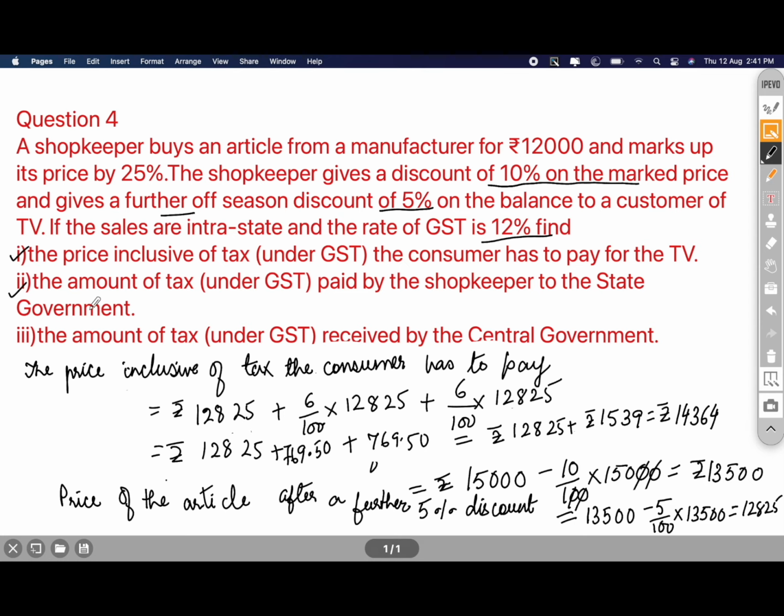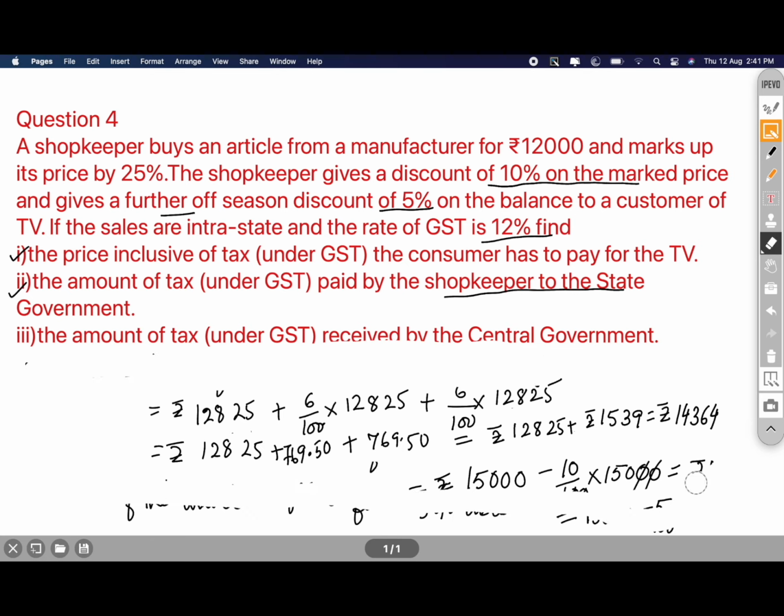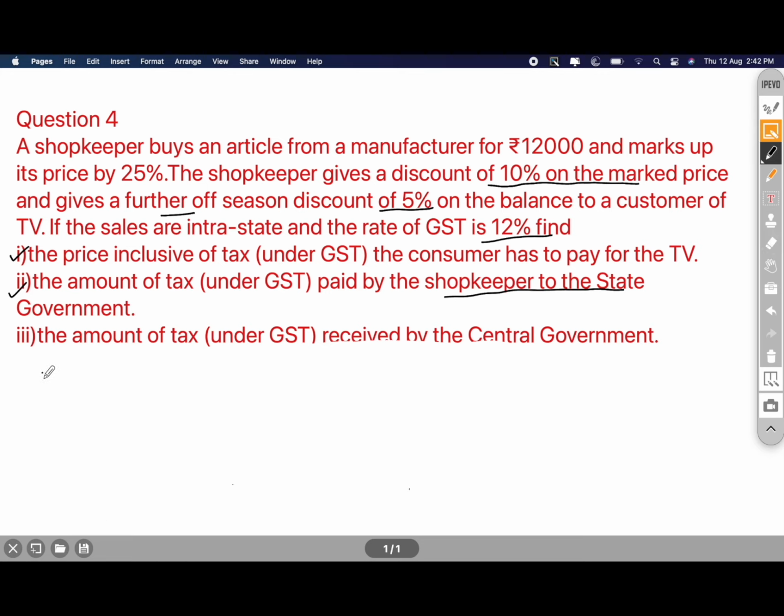Now the second part, the amount of tax paid by the shopkeeper to the state government. So tax paid by the shopkeeper to the state government will depend on the profit made by the shopkeeper. Let me rub the screen and then solve the second part. Again, the amount of tax paid by the shopkeeper to the state government. So we have to find the profit made by the shopkeeper, because the amount of tax the shopkeeper pays to the state government will be the percentage calculated on the profit.